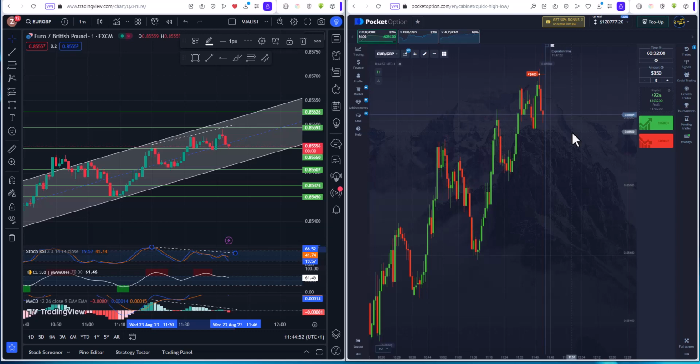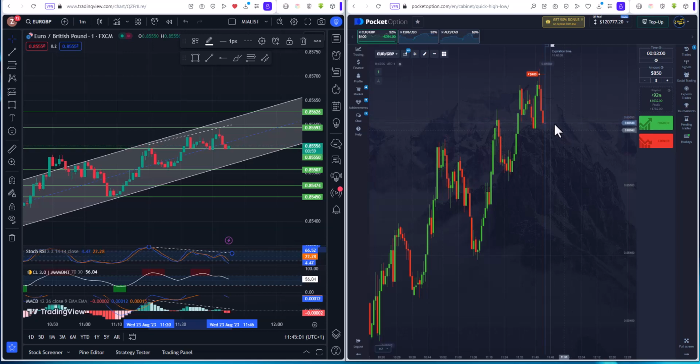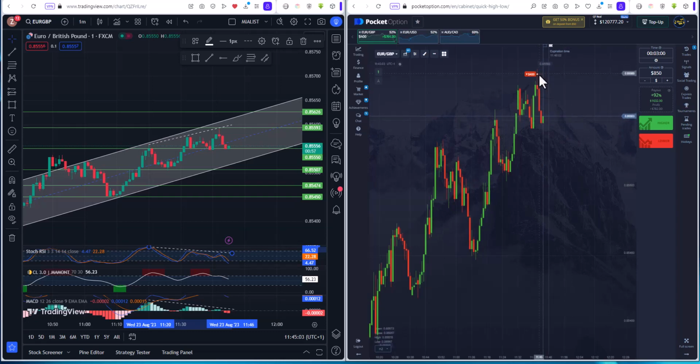I suggest taking a look at our chart, and we can see that our entry point was spot on right at the top of the trade, and it was an excellent job, guys.